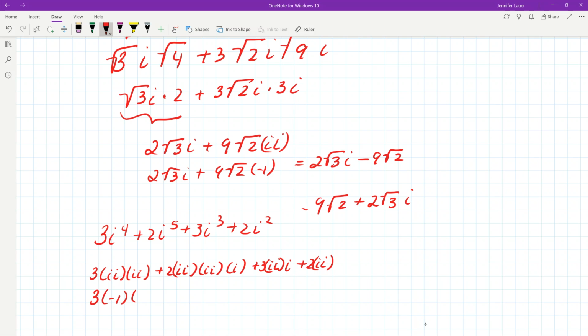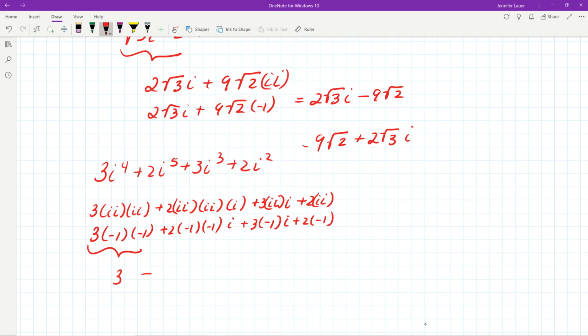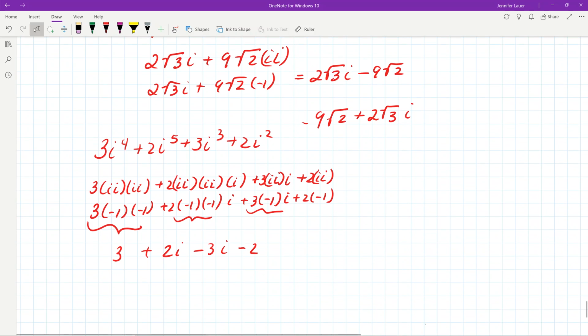So this is -1 plus 2 times -1 times -1 times i plus 3, -1 times i plus 2 times -1. So this is going to cancel out essentially and just be a 3. This will cancel out these negatives and it would be 2i. This one actually keeps the negative. And this one keeps the negative. So now we're just going to combine our numbers and our i's. So 3 minus 2 is 1, and 2i minus 3i is -i. And that is the answer there.